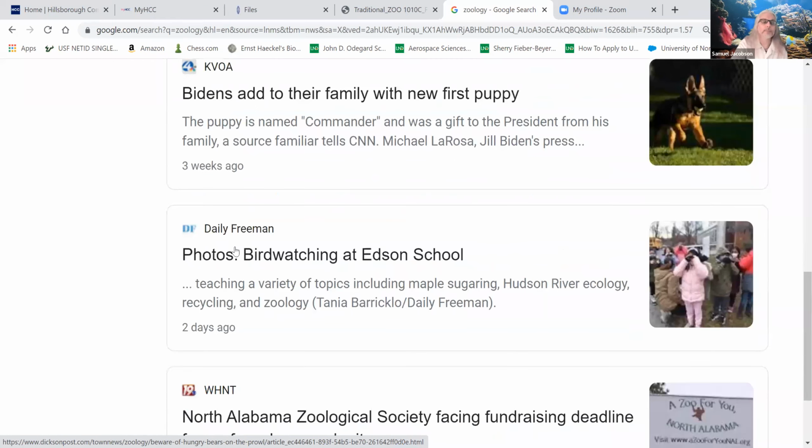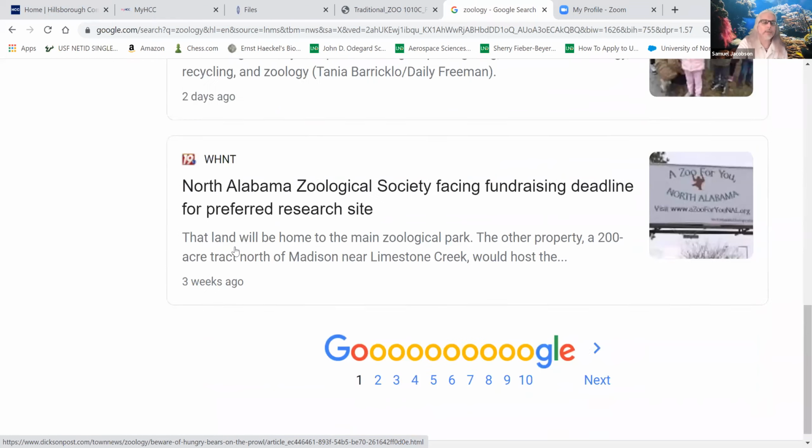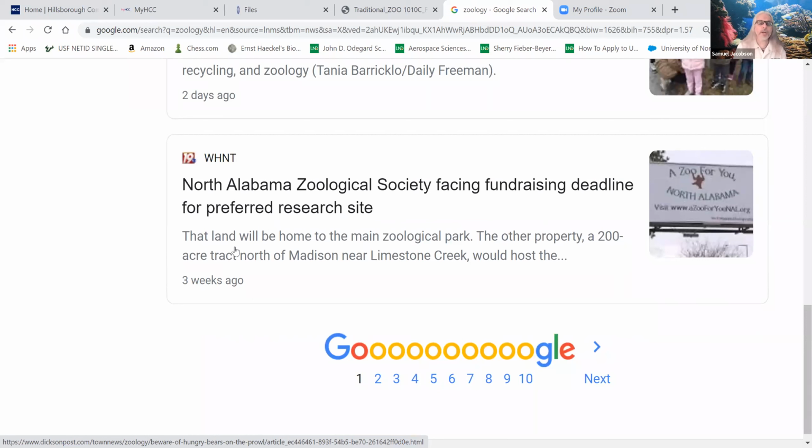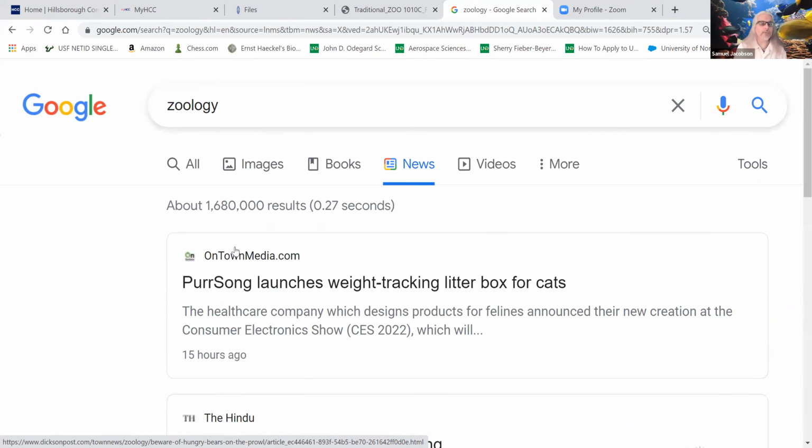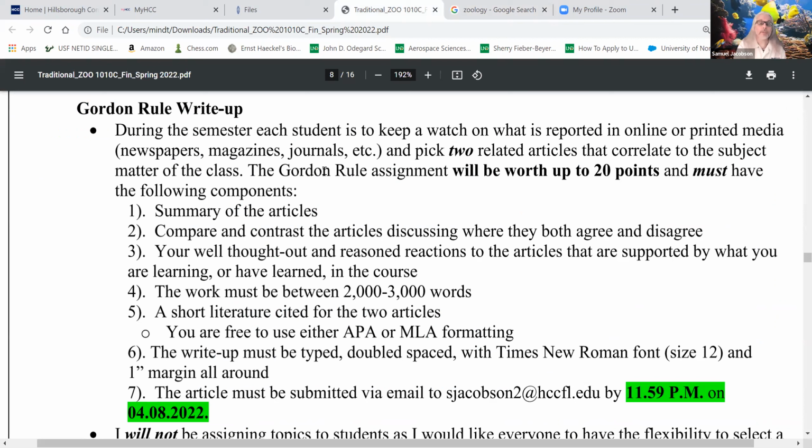And so forth. Cool. And this is not hard to find. North Alabama Zoological Society facing fundraising deadline for preferred research site. Okay, there's a lot of ways you can do this. How long did it take me to start finding papers? I found 1,680,000 papers in 0.27 seconds. Cool. Wasn't hard at all. Now, granted, you have to find 2 papers.